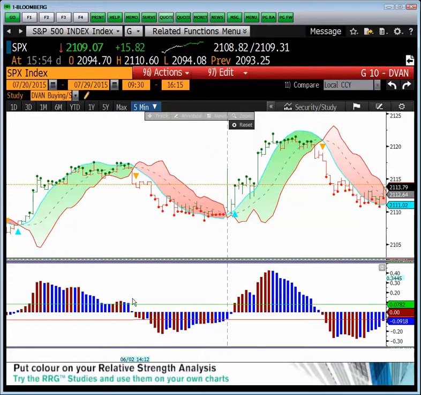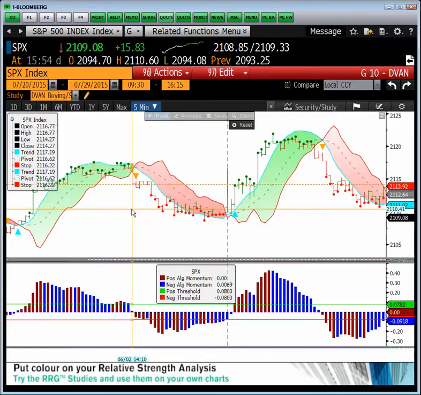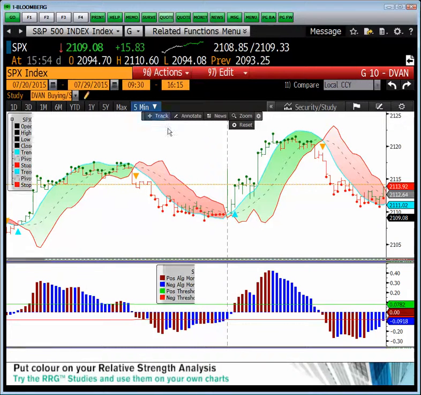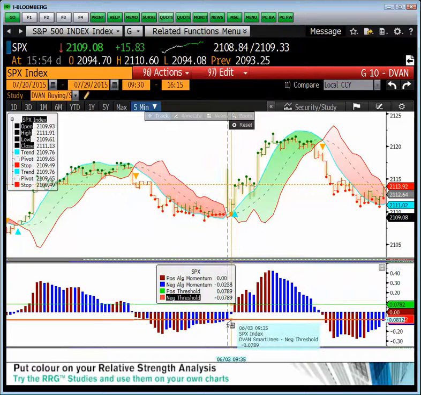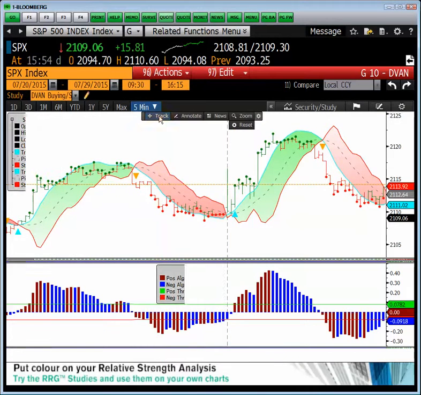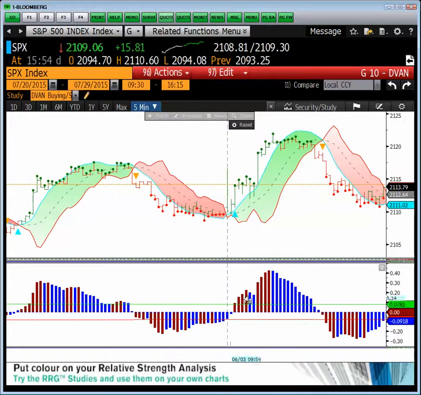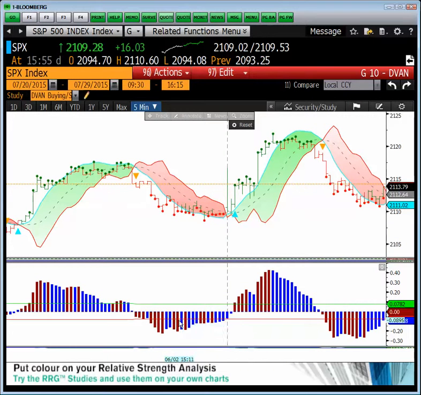The arrows are plotted when the momentum, as noted by the histogram bars, changes from positive to negative, as it does here. The blue arrows are plotted when the momentum goes from negative to positive. The dots are plotted when momentum is outside of this green line, meaning outside of a positive threshold and trending upwards. The red dots are plotted when the histogram bars are trending downwards below the red horizontal line.